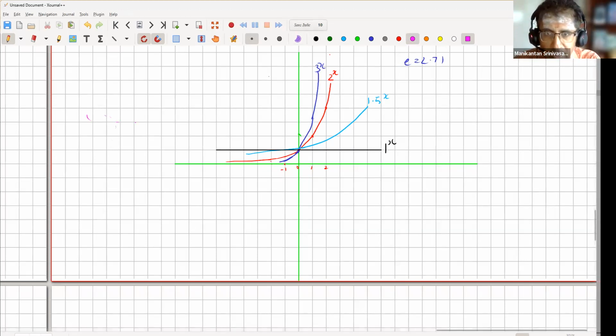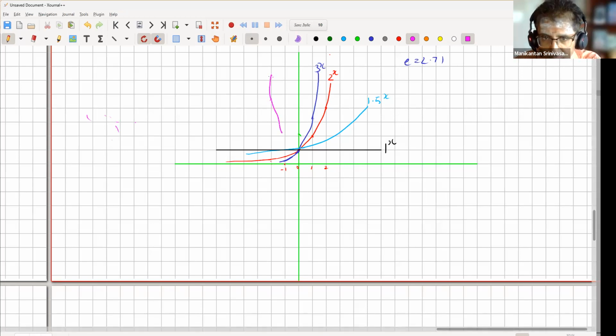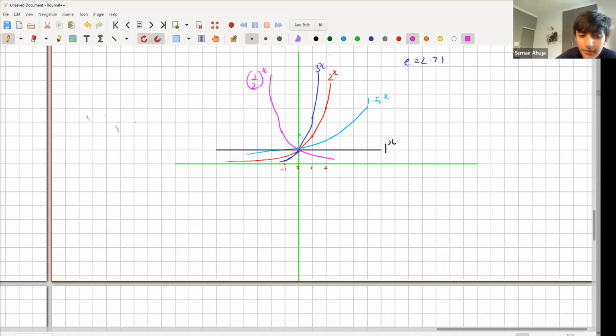Why is it the mirror image? Can someone tell me why it's the mirror image? Okay, not able to draw it well, but it's the mirror image of the red one. So this is half power x. Any idea why it's the mirror image of 2 power x? Because it's the reciprocal, right? Sumer, go ahead. It's a reciprocal, but why does it have to be the mirror image? Same question: why do the red and orange have to be mirror images?